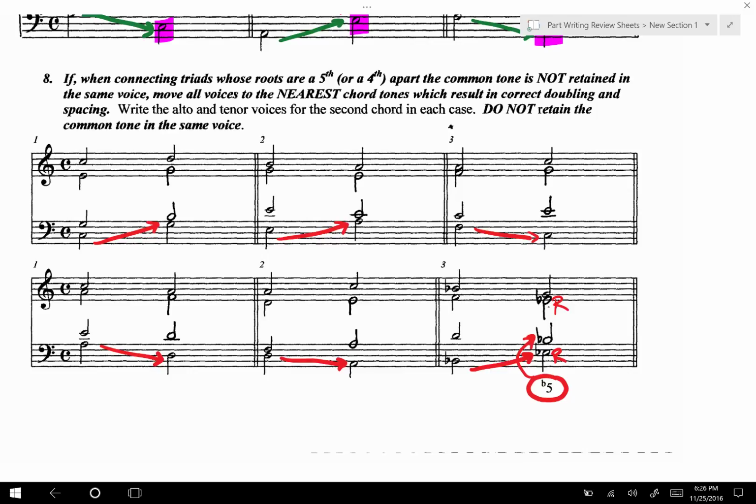So there are no common tones to highlight, but I've simply kept smooth voice leading by moving all of the chord tones to the nearest chord tone in the next chord. And notice when I do this, there's really no voice that's moving more than an interval of a third, which is ideal.